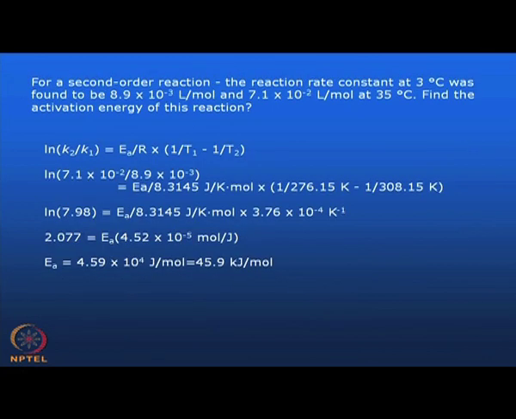Another example: for a second order reaction, the rate constant at 3 degrees Celsius was found to be 8.9 into 10 to the power minus 3 liter mole inverse, and 7.1 into 10 to the power minus 2 liter mole inverse at 35 degrees centigrade. Find the activation energy. It is straightforward. We use the expression ln k2 by k1 is EA by R into this one, and upon plugging in the respective numbers, you will get EA equal to 45.9 kilojoule mole inverse.